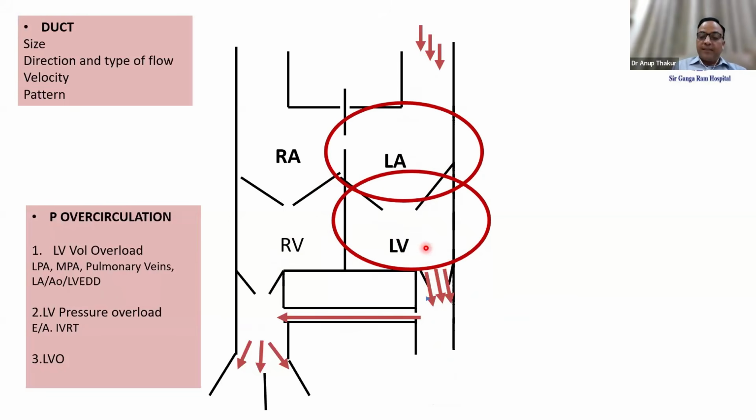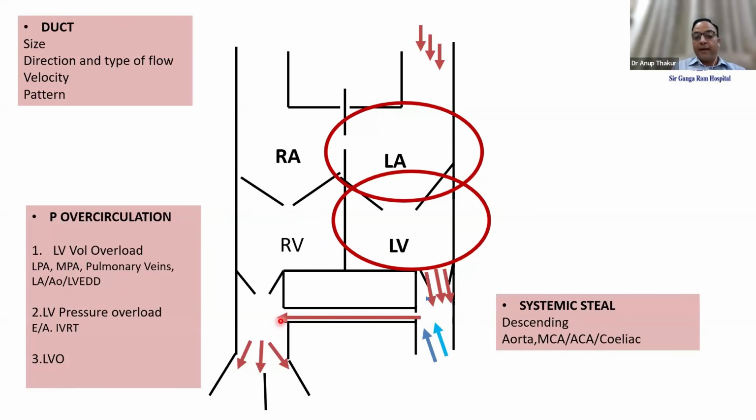And then what happens, sadly, despite having so much LV output, because there is a duct which is here, it steals the blood in diastole. So there is ductal steal. Okay, so the LV output is high, but because of ductal steal, the perfusion of the end organs is impaired. So there is systemic steal.